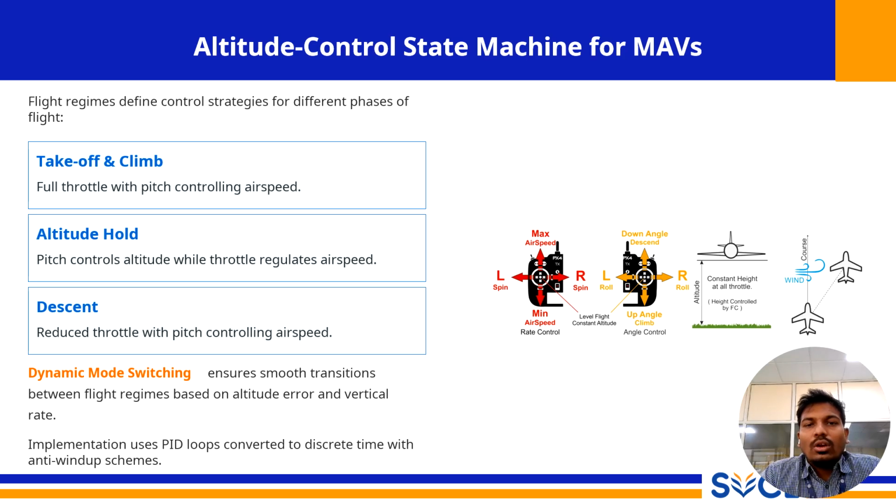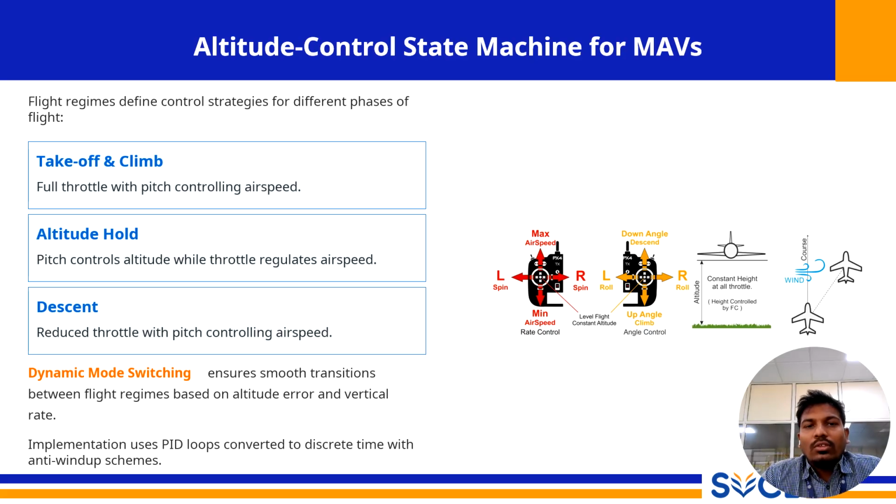Here, the control logic inverts. The primary goal is to maintain constant altitude, so pitch controls altitude, while throttle regulates airspeed. The elevator makes fine adjustments to the pitch angle to hold the commanded height, and the pilot or navigation system now uses the throttle to control the forward speed.